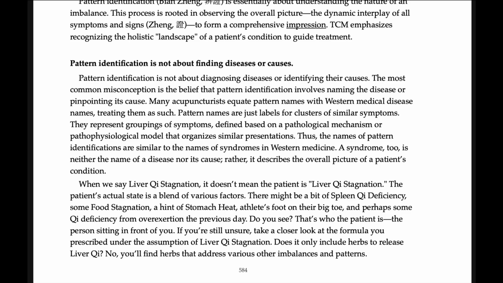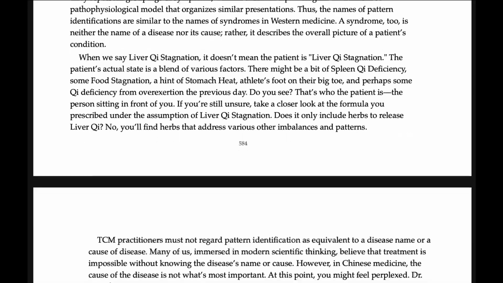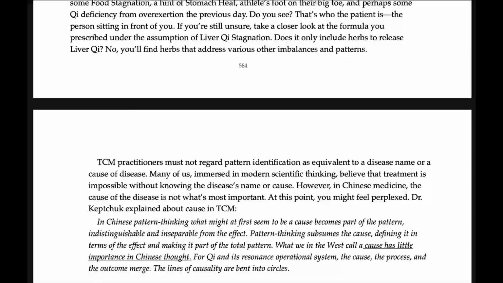If you're still unsure, take a closer look at the formula you prescribed under the assumption of liver qi stagnation. Does it only include herbs to release liver qi? No, you'll find herbs that address various other imbalances and patterns. TCM practitioners must not regard pattern identification as equivalent to a disease name or a cause of disease.